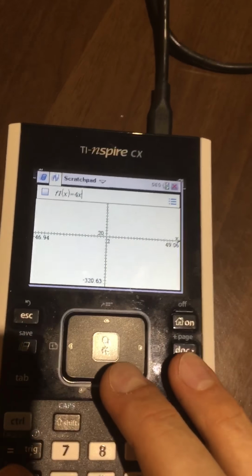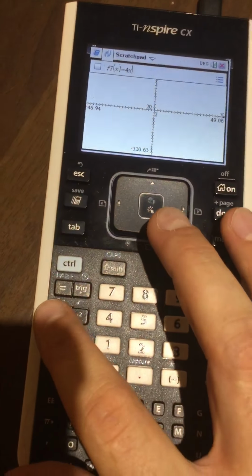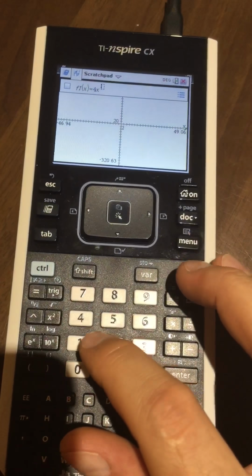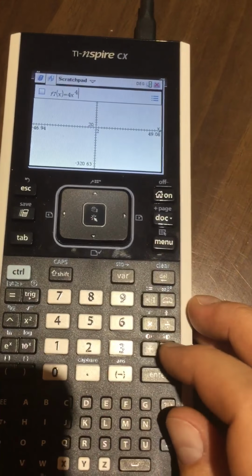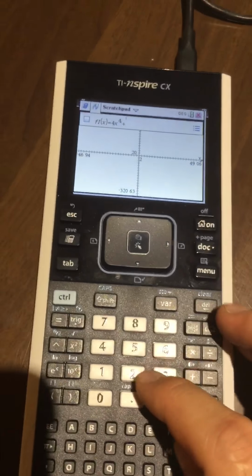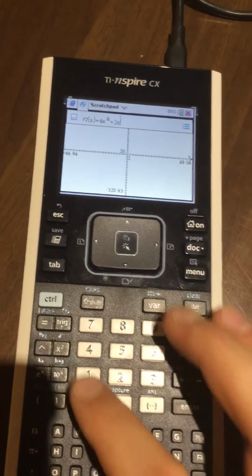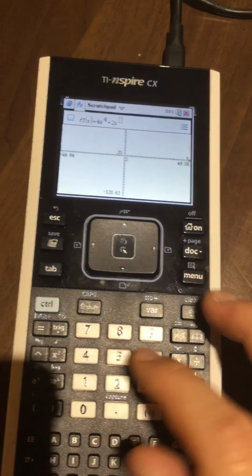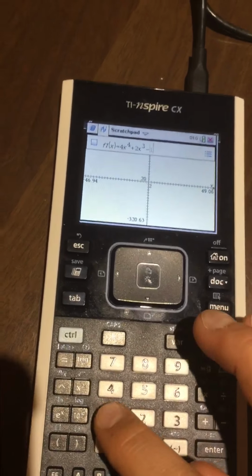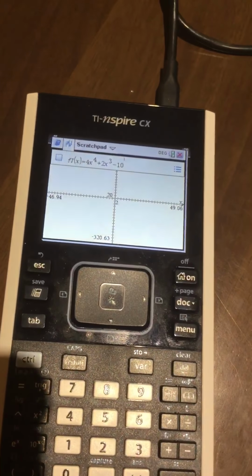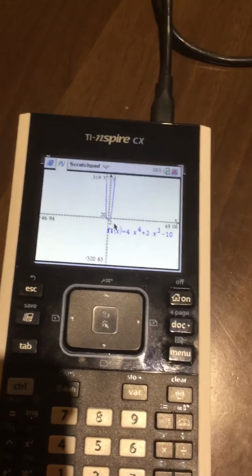4x to the power of 4 plus 2x to the power 3 minus 10. Enter that. Gives us that very steep looking graph.